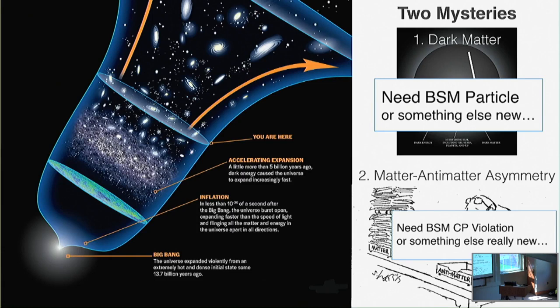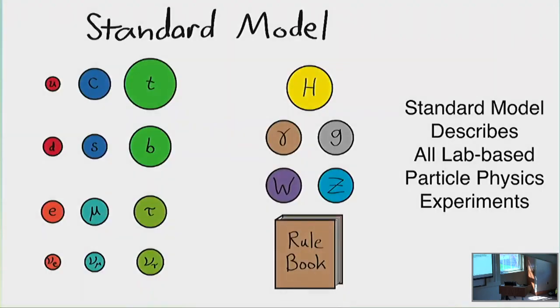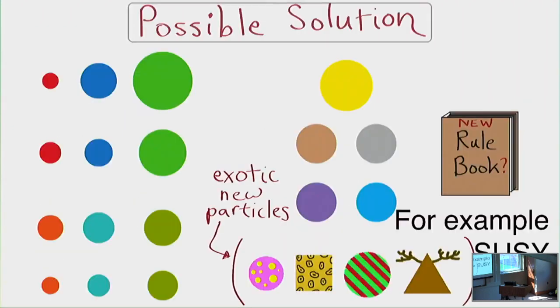Same thing with these dark matter searches. It's like, okay, this is great, we're going to look for axions or heavy stuff. Doesn't matter, it could be wrong. Could be something else, right? We just have to recognize that, and be open to new ideas. So here's the depiction of the standard model. There it is. There's a rule book, and there are these particles, and the standard model describes all lab-based particle experiments. That's great. And a possible solution to those problems, the dark matter problem and the matter-antimatter asymmetry, is that you add these other new exotic particles. They're exotic looking.